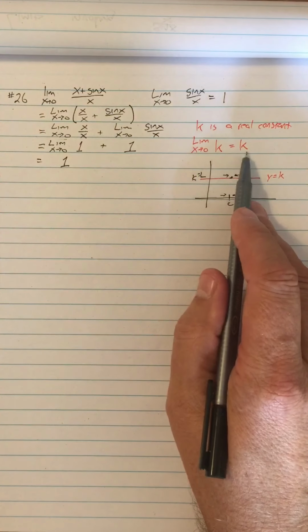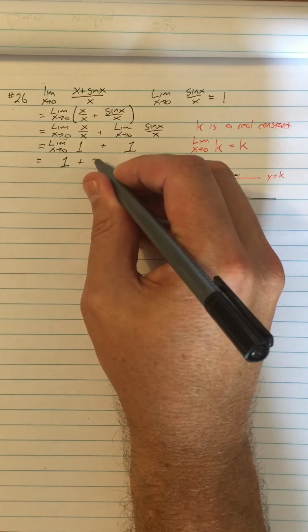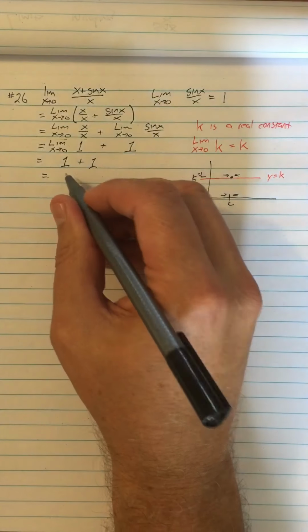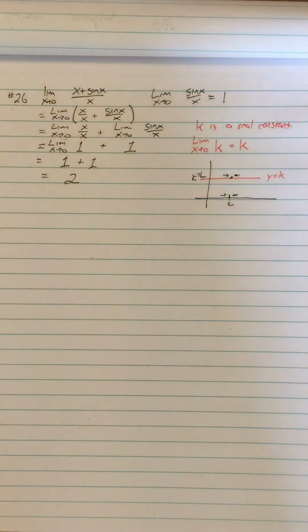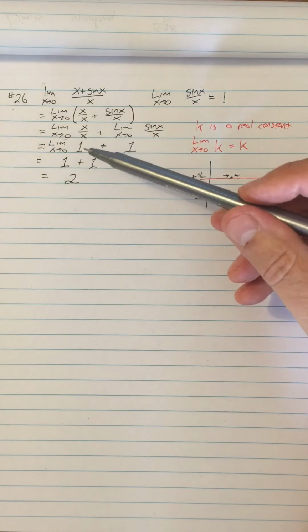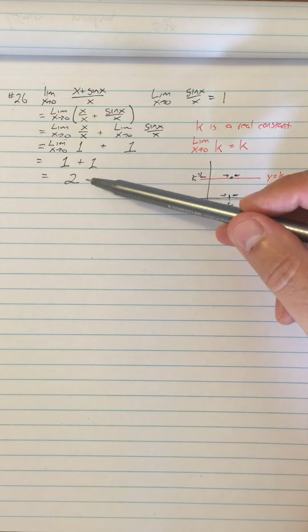I think this is a lot more direct way to say why the limit as x approaches 0 of 1 is 1. Anyway, so now I have 1 over here, and now calculus is as easy as 1 plus 1, which is 3. No, 2. All right? But notice how I've clearly indicated every step. Like, it's not obvious that if I have the limit as x approaches 0 of 1 plus 1, I can just jump to 2.